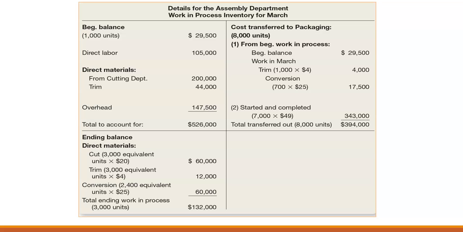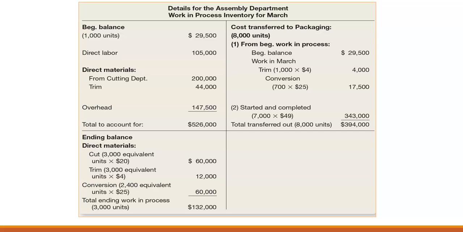Then our cost transferred to packaging applies to 8,000 units. We added trim to 1,000 units that were work in process. We had our work in process beginning balance and then our conversion for the work in process units. Additionally, in addition to completing the 1,000 units that were in process, we started and completed an additional 7,000 units that received full cost of that period.